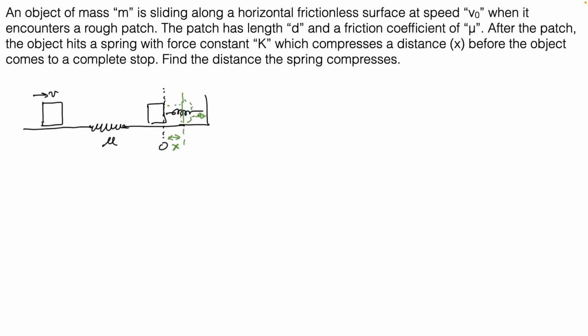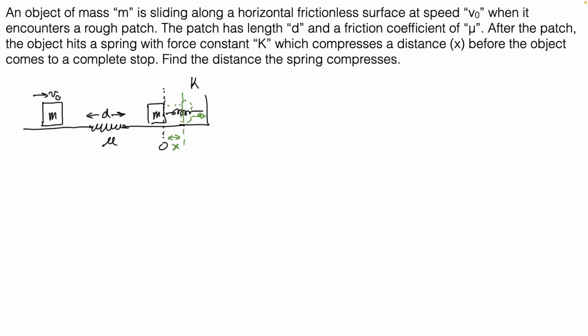What else have they told me? They told me the mass of the object. We know it starts with v naught. We know that the distance across this patch is d, with a coefficient mu. They gave us the spring constant k. So we're after x, and it's our job to set this up so that we include the spring potential energy, because that's where the x is going to show up, as well as take care of everything else in the problem.